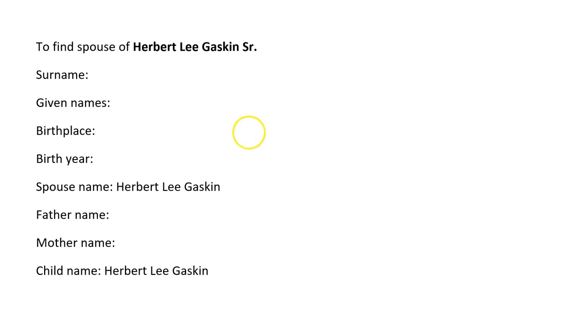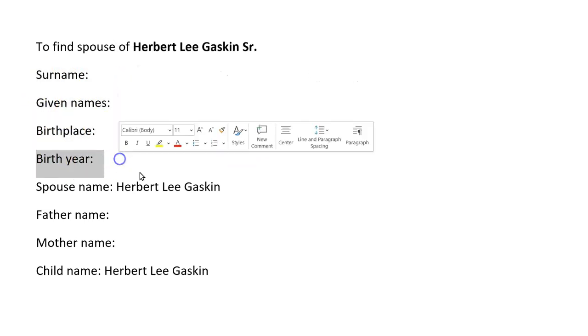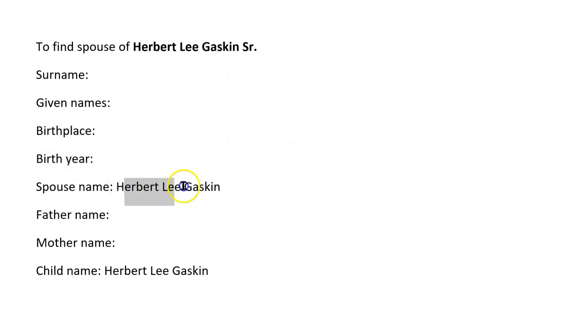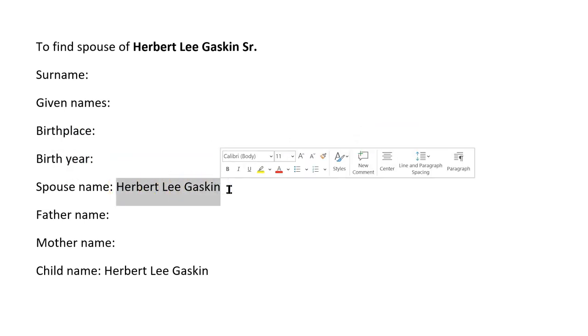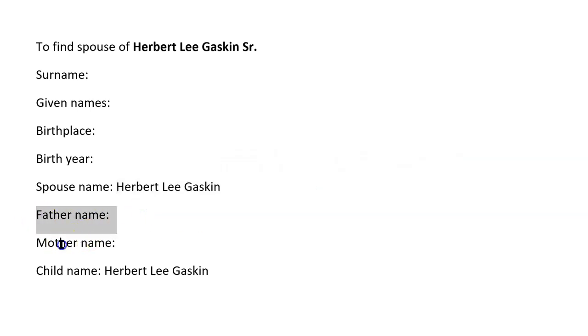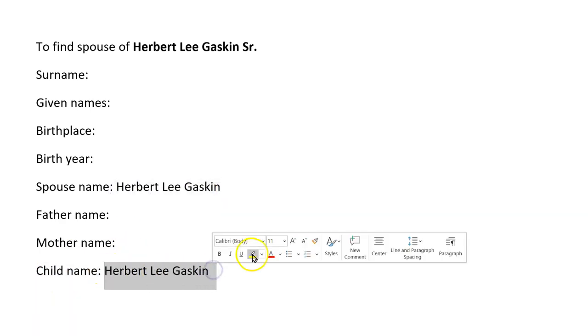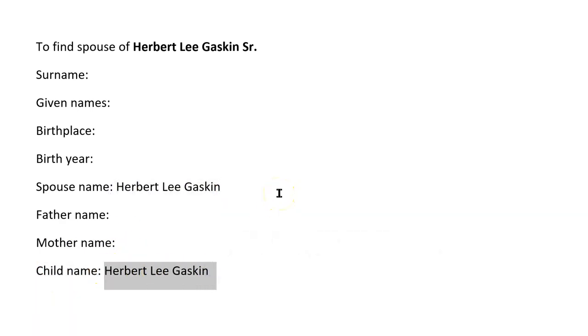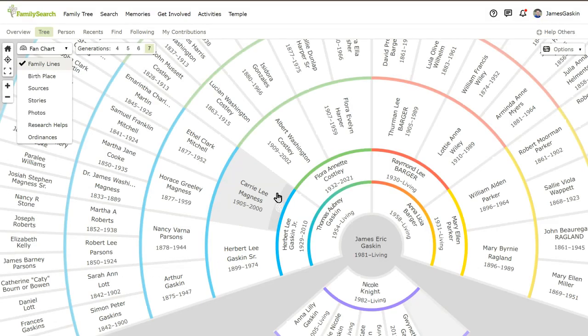But let's say I know very little. In fact, I don't know her surname or her given name, where she was born, what year she was born in, but I do know her spouse's name. That would be my great-great-grandfather, Herbert Lee Gaskin. I don't know her father's name, her mother's name, but I do know she had a child with Herbert Lee Gaskin named Herbert Lee Gaskin. So what I will do is I will go back to FamilySearch, and I will actually do some searching.